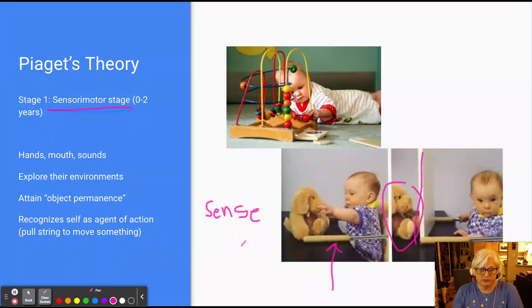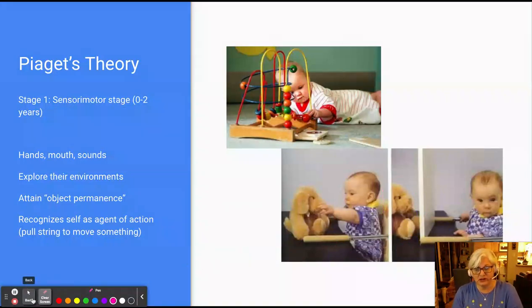They also start to recognize themselves as agents of action, meaning like if I kick this ball, it's going to roll. So they're the ones creating the action. Those are two very important developmental stages that occur during Piaget's first stage, the sensory motor stage.